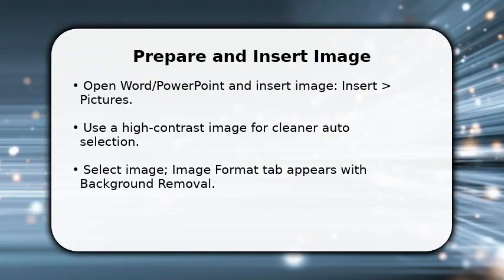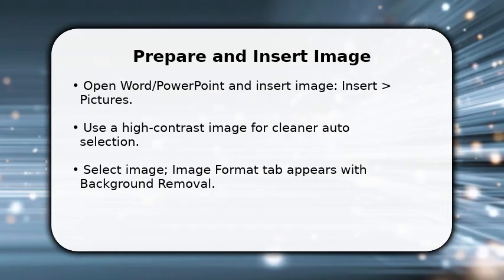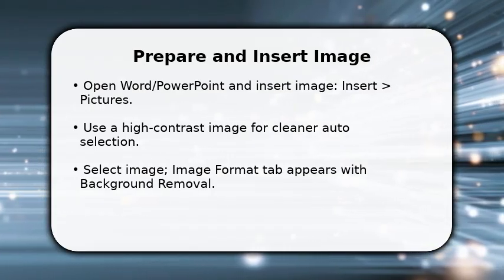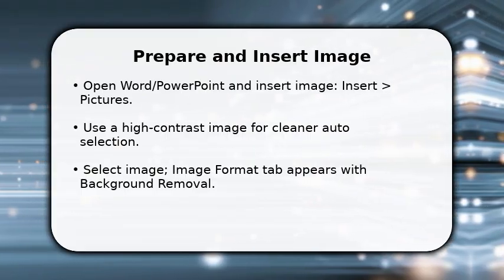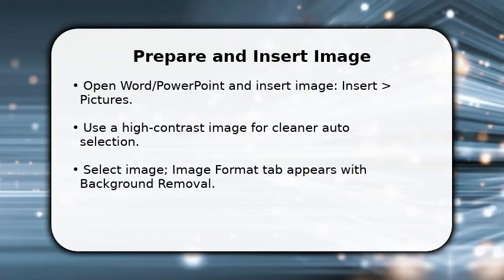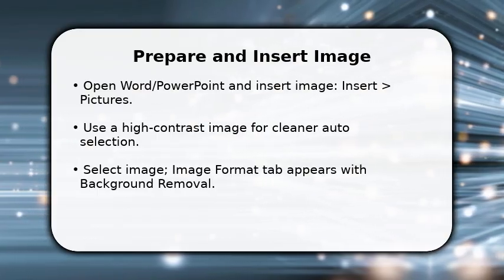Start by inserting the image into Word or PowerPoint and selecting it so the Image Format tab shows. You want decent contrast, so the automatic mask does more work for you. Once the Image Format tab is visible, click Background Removal immediately.